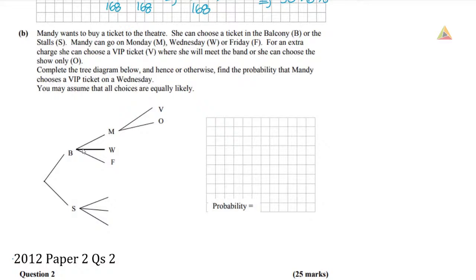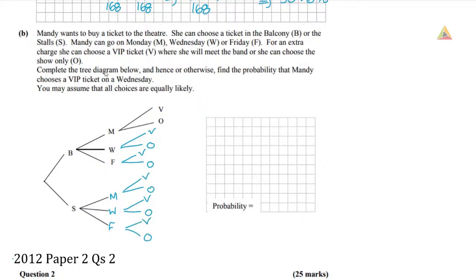Mandy can go on a Monday, a Wednesday, or a Friday. And that's the same whether she picks the balcony or the stalls. They just haven't completed this tree diagram. They want me to fill in the rest of it. For an extra charge, she can choose a VIP ticket where she will meet the band, or she can choose the show only. So for each of these, we're going to have a V and an O. So each of these could be a VIP or just the show. So we have a V and an O coming out of each of our branches. So now we have all of our branches filled in.